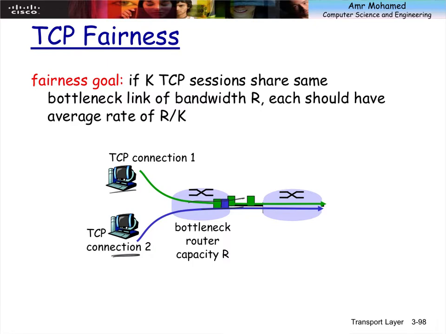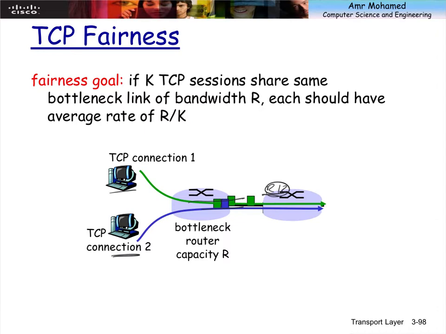What does fairness mean? We said earlier that when we increase lambda in gradually for both of them, ideally each one of them will have R over 2, where R is the capacity of the link, right? That's natural because both of them will increase gradually similar to each other. Lambda in here is equal to lambda in here. So technically or statistically at the router level they will share the buffer equally, right? Because they are increasing at the same rate. So each of them will share half the buffer, which means that each of them will reach R over 2, which is technically fair.